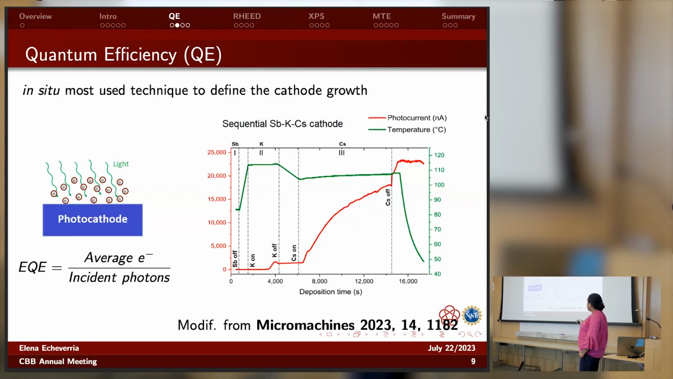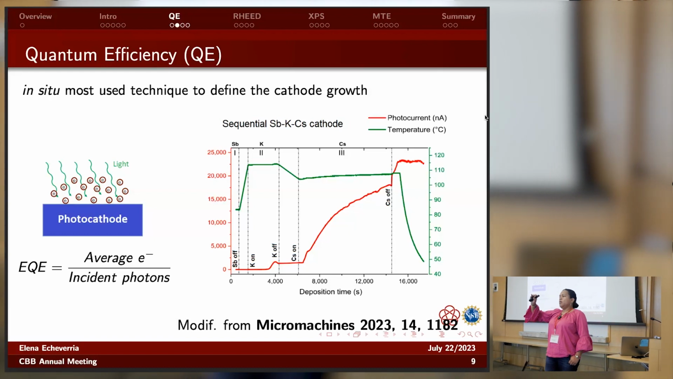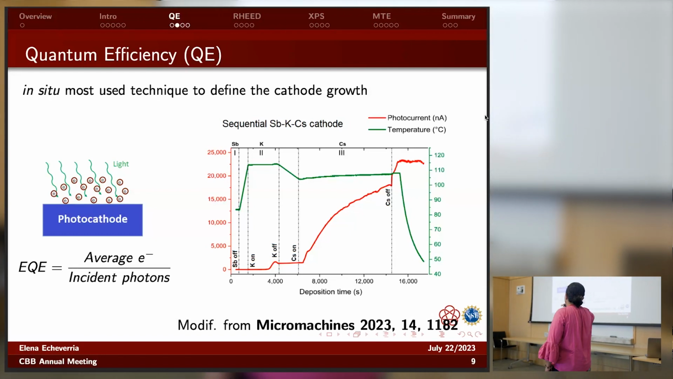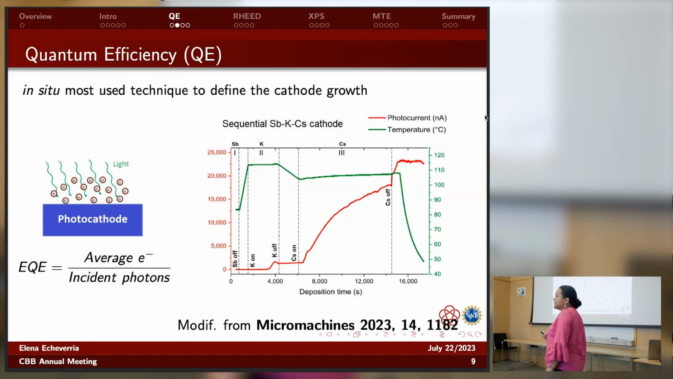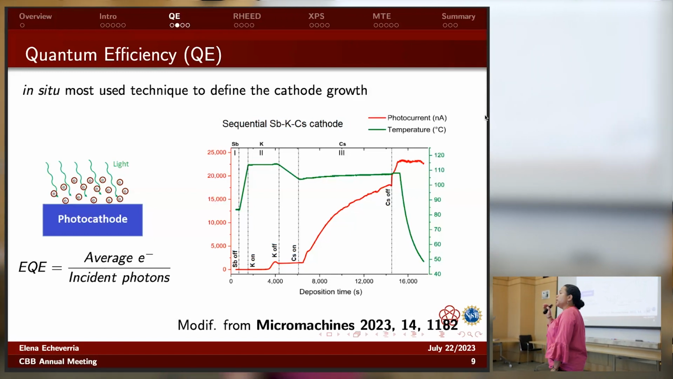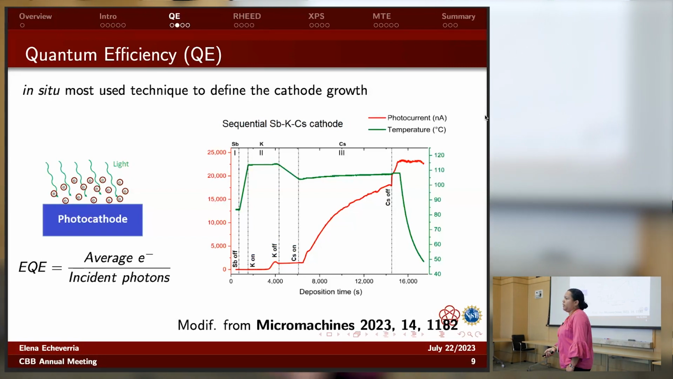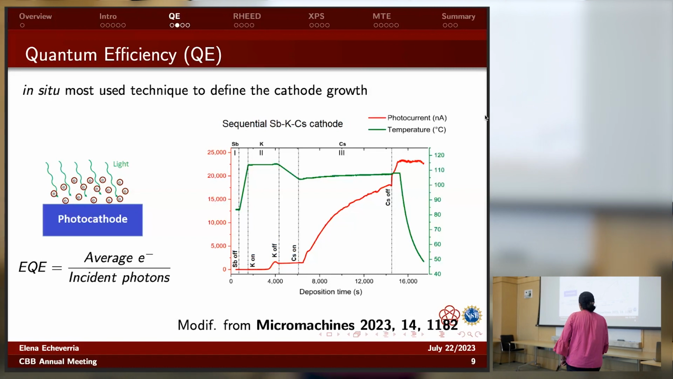Then they open the shutter of the potassium, and they wait until the quantum efficiency goes up. When it starts going down, they close the potassium and decrease the temperature, as shown here, to start depositing the cesium. Once they start depositing the cesium, the quantum efficiency will go up, and they wait until they have the highest quantum efficiency to stop the growth. Okay? So this is one of the most used techniques when we are growing photocathodes.